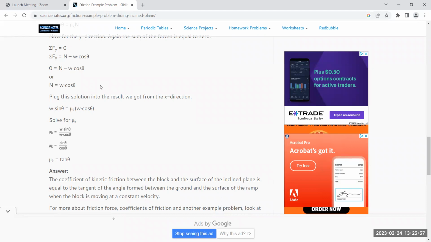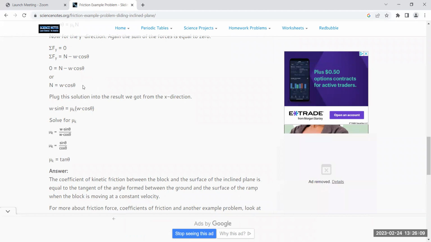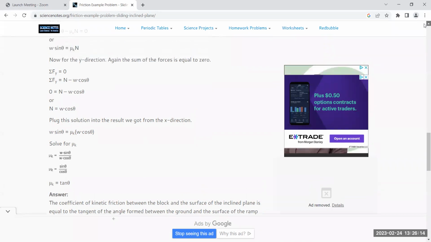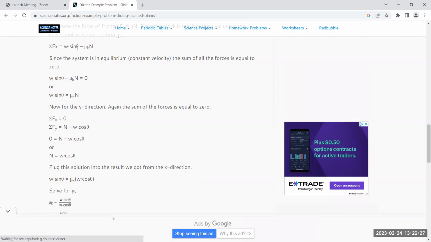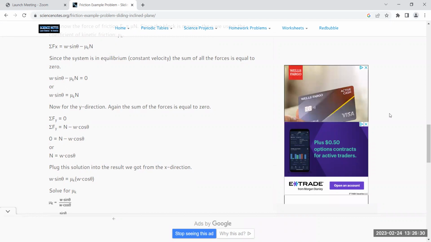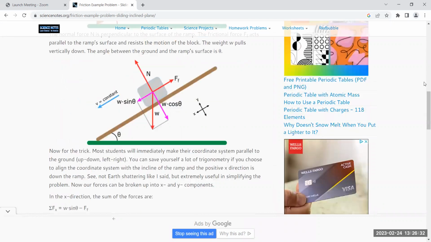So we now know, since that sum is zero, we can solve for N. N equals W cosine theta. Well, look what we have. We already have a solution in the X direction that looks like this: the forces in the X direction are W sine theta minus mu sub K times the normal force. Remember, we're trying to find that mu sub K.